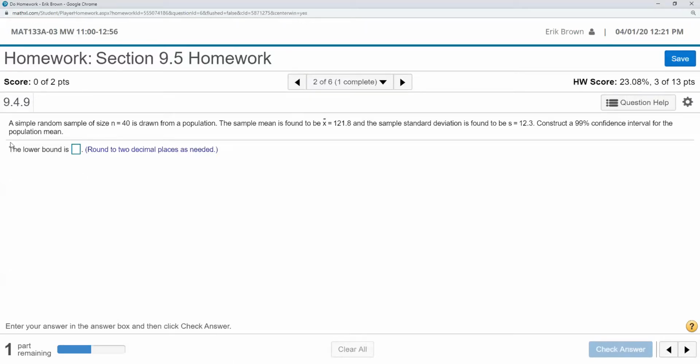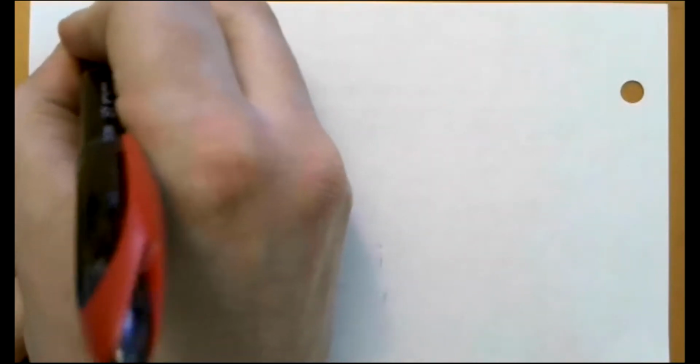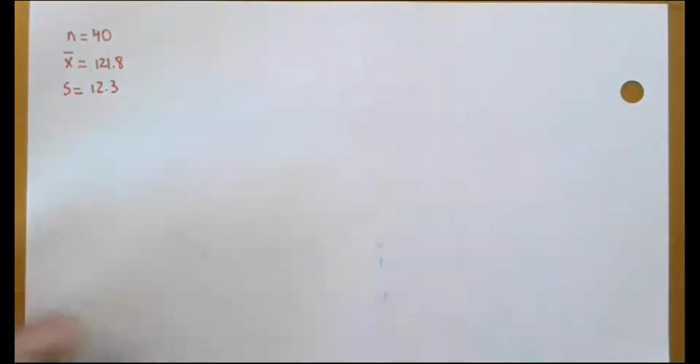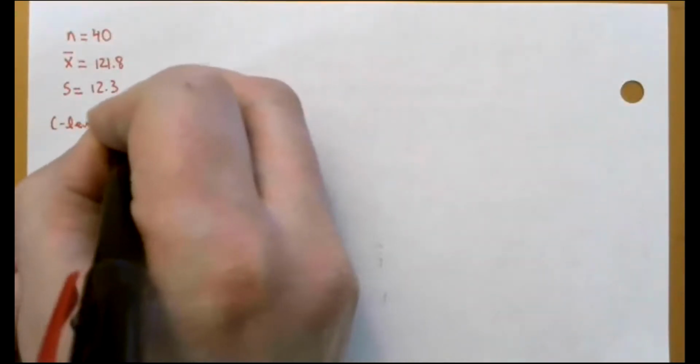And if you look at this one, MyStatLab is asking you to enter the lower bound, and my guess is the next one is going to be the upper bound. So I'm going to unshare my screen, and I'm going to write down all this information that we were given. So we have an n equal to 40. We have an x bar equal to 121.8, and we have an s equal to 12.3. And then our C level is 0.99, so our alpha is 0.01.